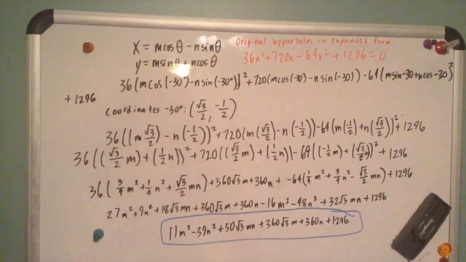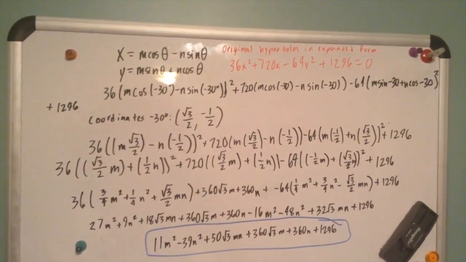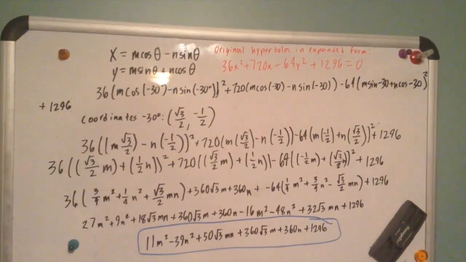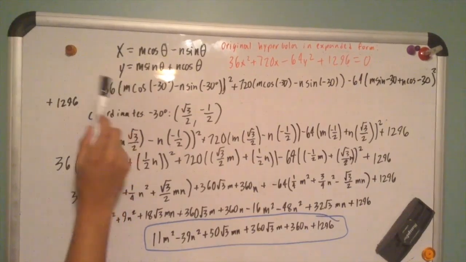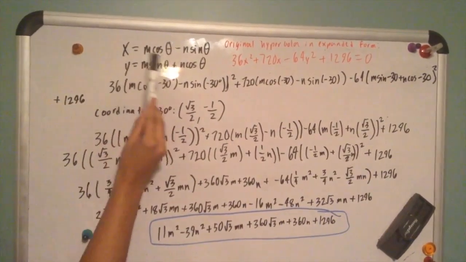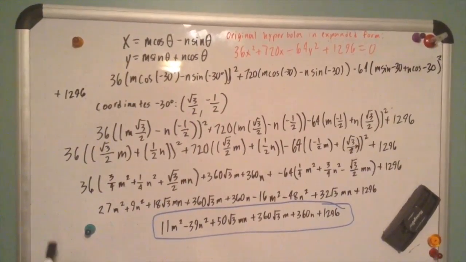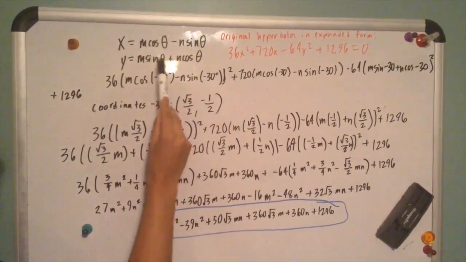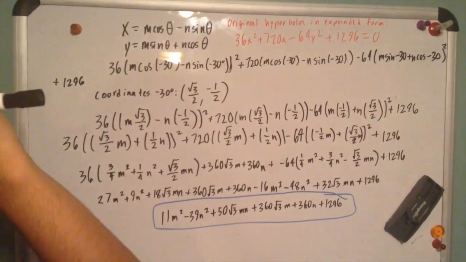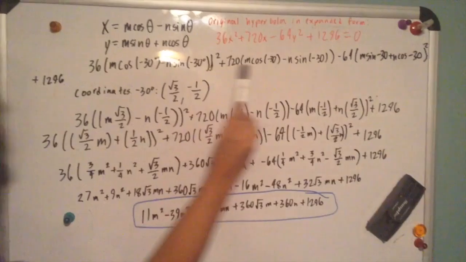Those are x equals m cosine theta minus n sine theta, and y equals m sine theta plus n cosine theta. So, first step, I plugged in my m cosine theta minus n sine theta, my equation for x, and my m sine theta plus n cosine theta equation for y, and substituted theta with negative 30 degrees, as we're having a negative 30 degree rotation. From that point on, I just expanded that.